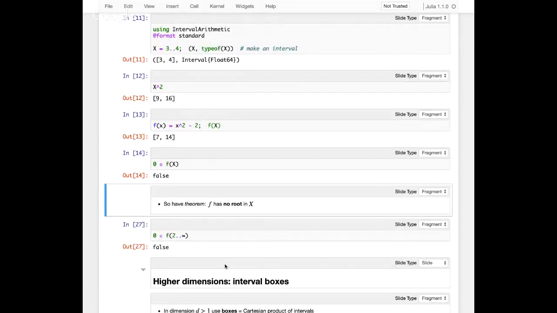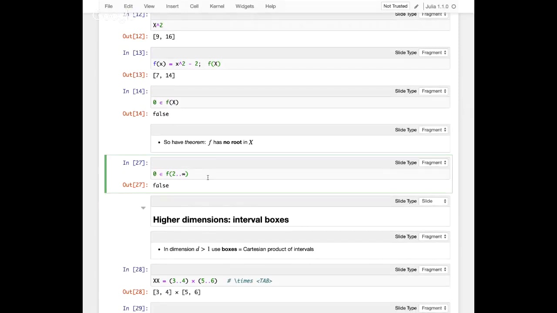I can actually do that with a semi-infinite interval. This is the infinity symbol, which is just an alias for the floating point inf, and all of the routines know how to calculate with infinite intervals. So this is the semi-infinite interval from 2 to infinity. I apply my function to that, and that gives me 7 to infinity, and 0 is not in there. So I have no root of this function in that whole huge semi-infinite interval. I can just throw that away from my search space when I'm looking for roots. That's it.